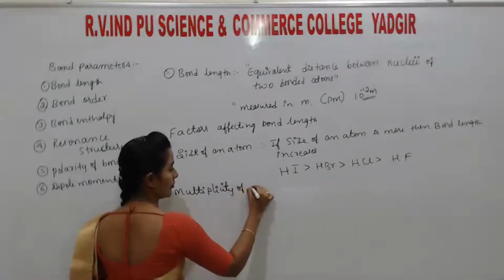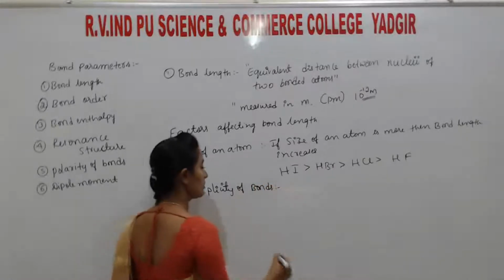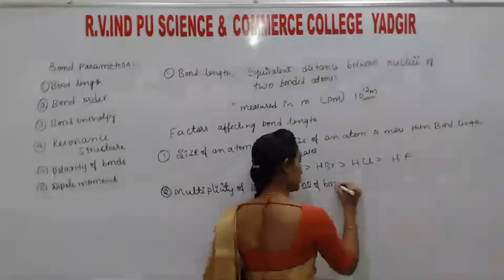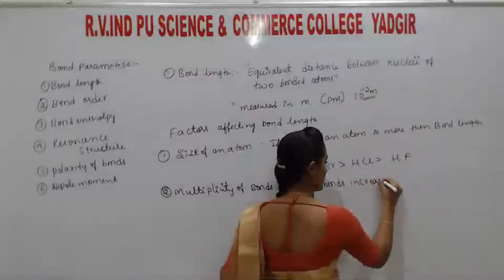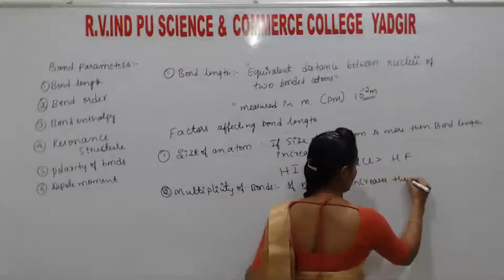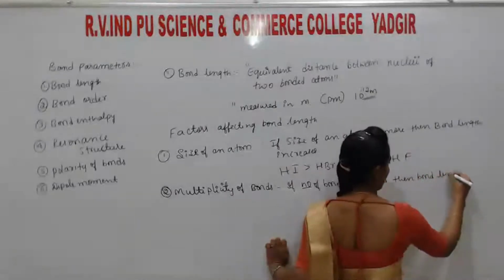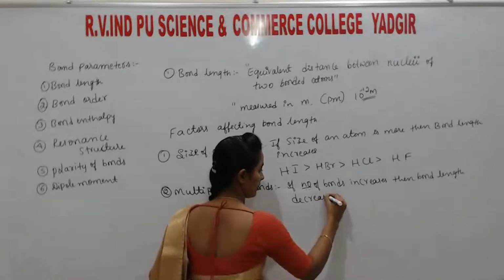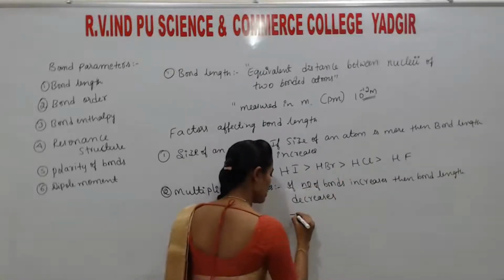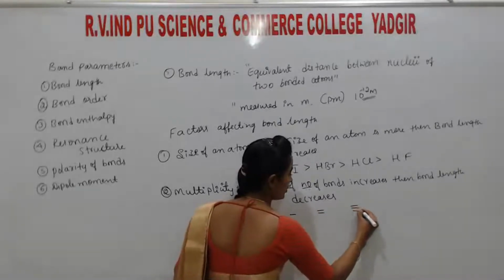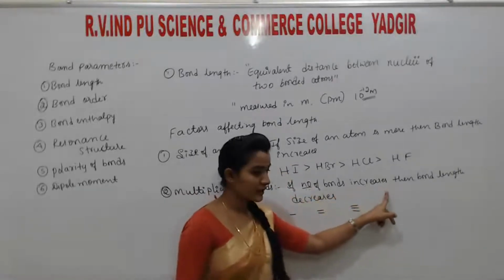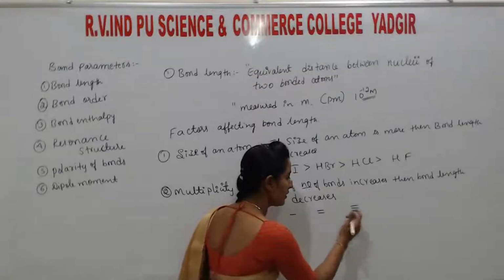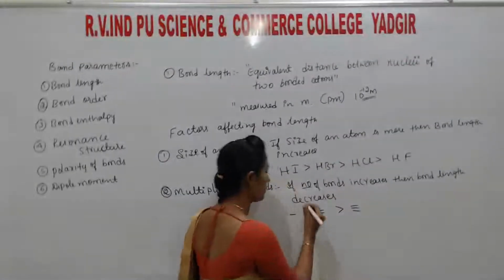multiplicity of bonds. Means if the number of bonds increases, then bond length decreases. Means for example, you assume single bond, double bond and triple bond. So if the number of bonds increases, means 1 to 2, 2 to 3, then the bond length decreases. Means this one is having least bond length compared to this.